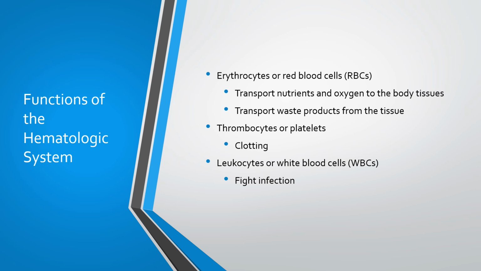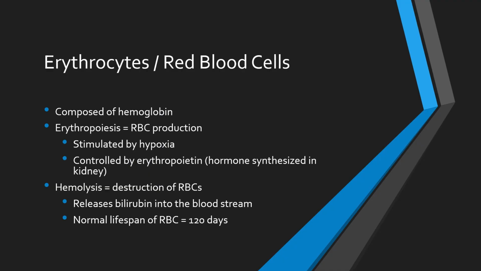Thrombocytes, our platelets, are responsible for clotting. Too much can cause overclotting, too little can cause underclotting. And then leukocytes are our white blood cells, which you should be pretty familiar with, and those are the ones that help us fight infection. Erythropoiesis is the production of our RBCs. Hemolysis is the destruction. So just a couple of definitions here for you. Pediatric patients with hypoxia will stimulate the reproduction of RBCs to help decrease the low oxygenation that's being experienced.